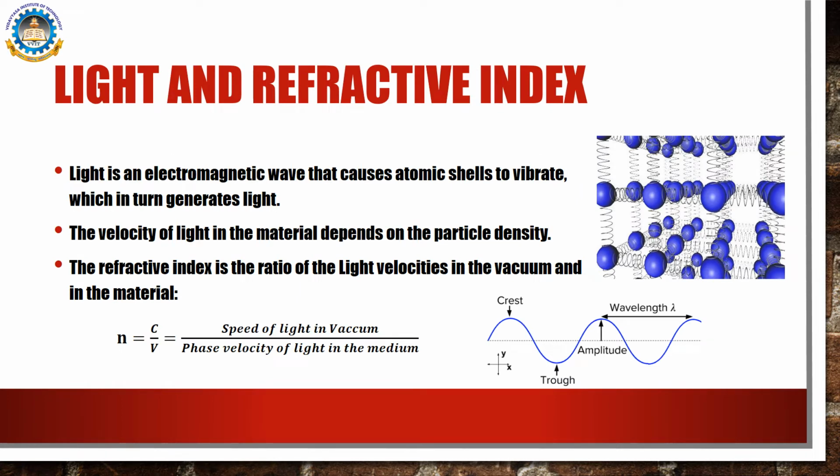Light and refractive index. Light is an electromagnetic wave that causes the atomic shell to vibrate, which in turn generates light. The velocity of light in a material depends on the particle density. The refractive index is the ratio of the light velocity in the vacuum and in the material. The refractive index n equals the speed of light in vacuum divided by the phase velocity of light in the medium.